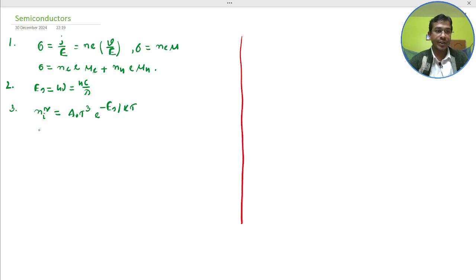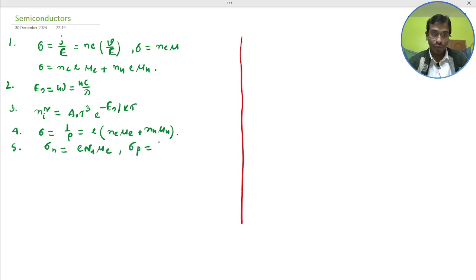The conductivity of the semiconductor is sigma, which is 1 by rho. We have written this formula, with e common: sigma equals e (N_e mu_e plus N_h mu_h). The conductivity of an N type semiconductor, sigma N, is N_d e mu_e, and for the P type, sigma P would be N_a e mu_h, where N_a is the acceptor density, D means the donor, and mu_h is the mobility of the hole.